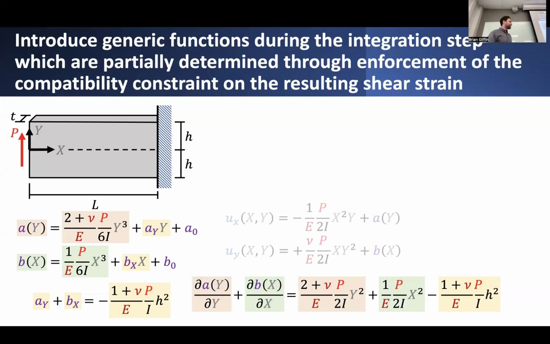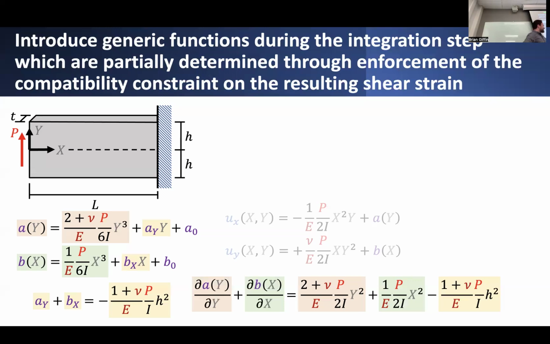And in order to account for it, we basically have to introduce some extra terms in both a and b. They both may have some contribution to this constant term. We'll label those coefficients a sub y and b sub x, which are linear terms relative to y and x respectively. So when I take the derivative of each of these two functions, I get a sub y plus b sub x on the left-hand side, and just this leftover constant term, expressing this requirement, basically a constraint on what the values of these two constant terms need to be.